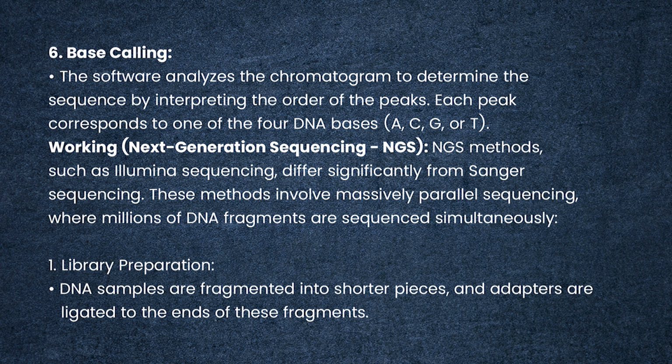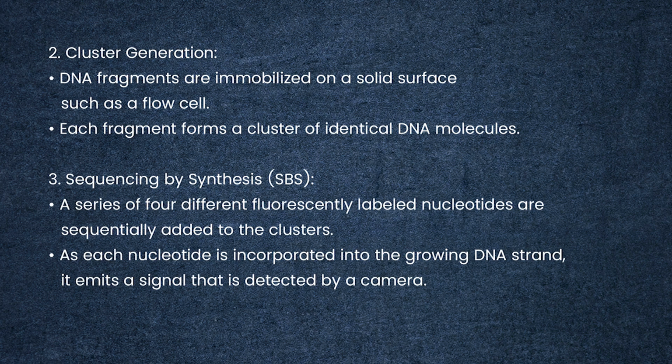First is the library preparation. DNA samples are fragmented into shorter pieces, and adapters are ligated to the ends of these fragments. So, these shorter fragments that are generated have adapters ligated to them. Next is cluster generation. The DNA fragments are immobilized on a solid surface such as a flow cell. Each fragment forms a cluster of identical DNA molecules.